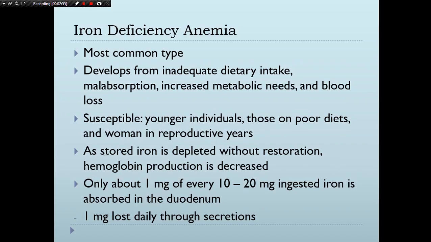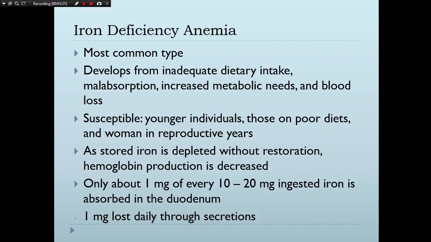One of the most common types of anemia is going to be iron deficiency anemia. It's typically going to develop from inadequate dietary intake, malabsorption, increased metabolic needs, and blood loss. Some of our susceptible individuals are going to be younger patients, those on poor diets, and women in reproductive years. As stored iron is depleted without restoration, hemoglobin production is decreased.